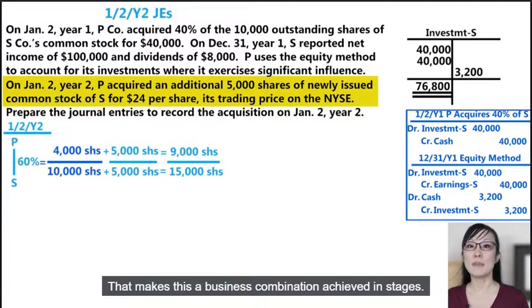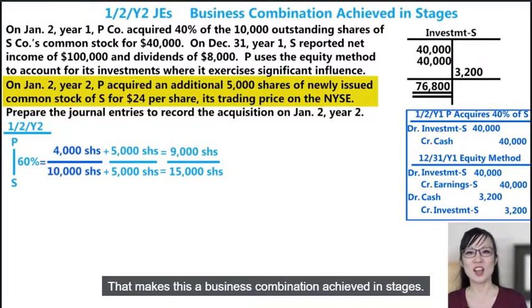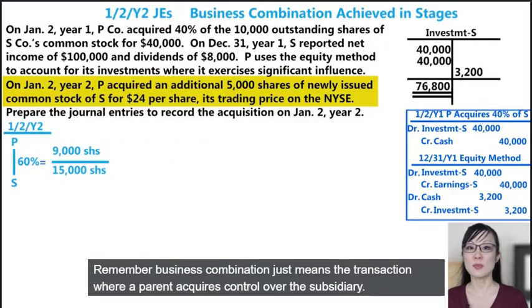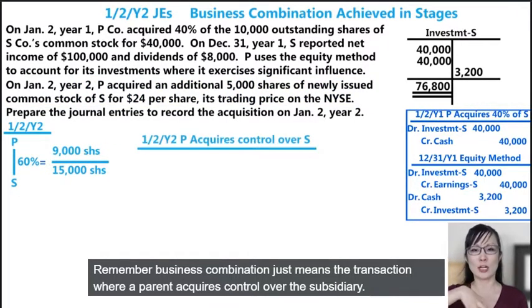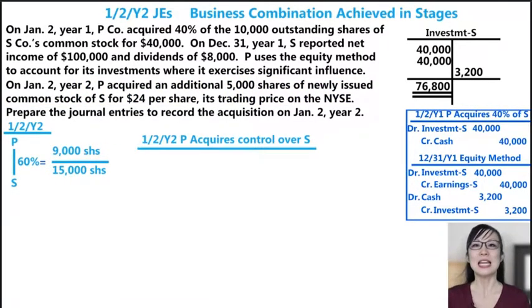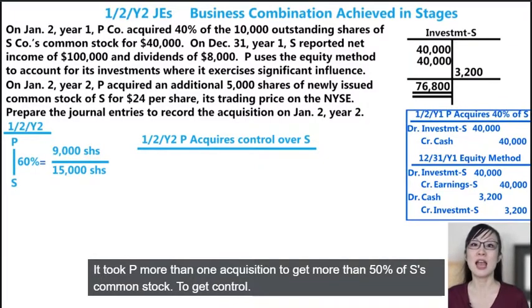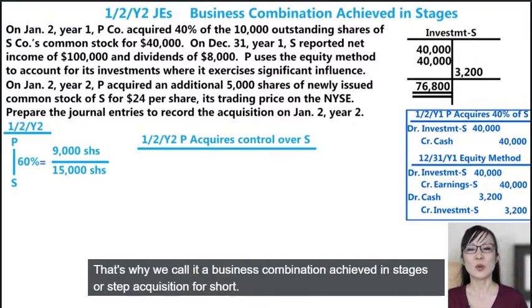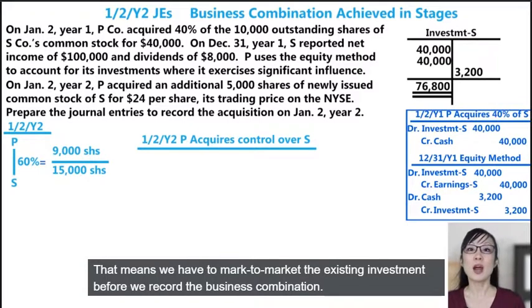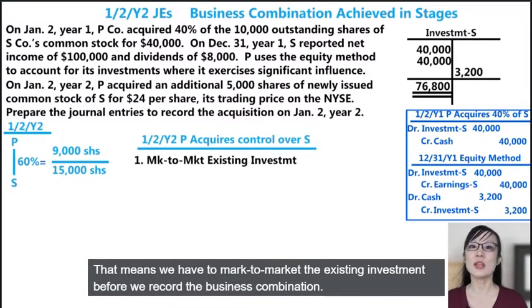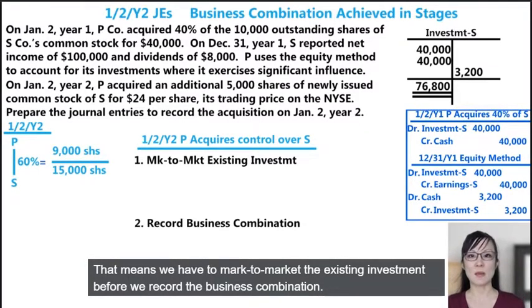That makes this a business combination achieved in stages. Remember, business combination just means the transaction where a parent acquires control over the sub. It took P more than one acquisition to get more than 50% of S's common stock, to get control. That's why we call it a business combination achieved in stages, or step acquisition for short. That means we have to mark to market the existing investment before we record the business combination.